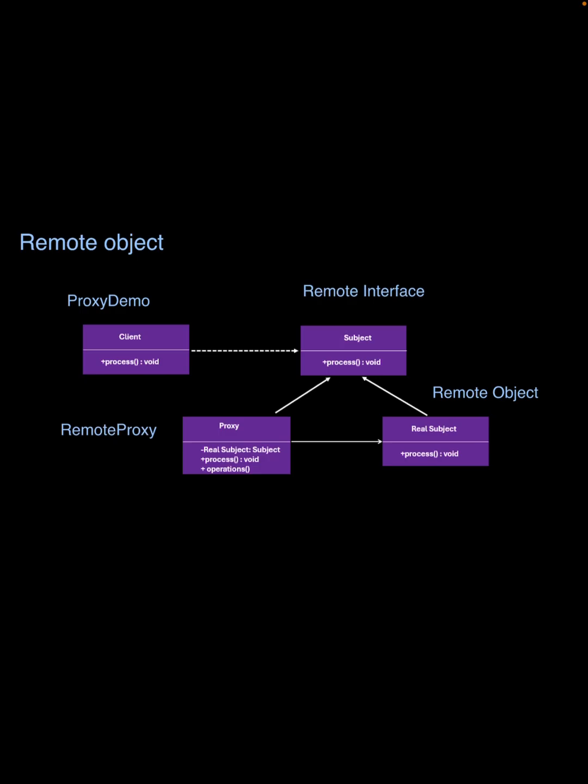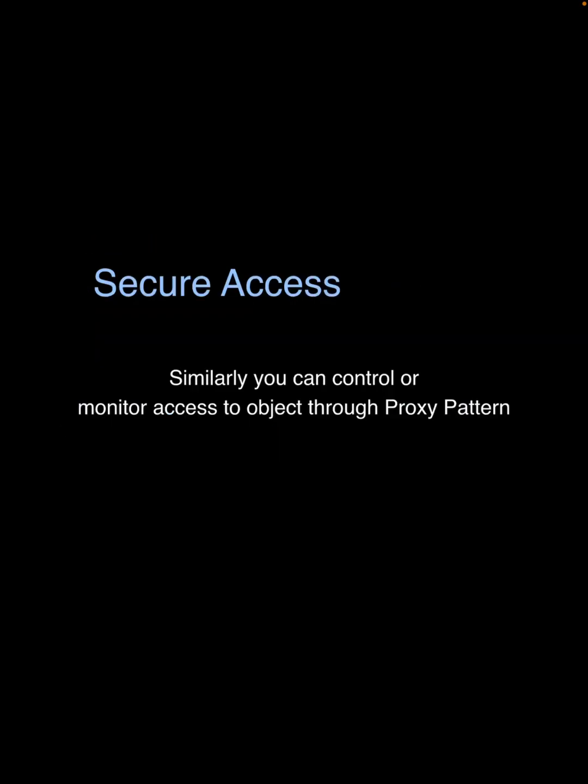We can fit this example into the UML diagram. The subject relates to the remote interface, the real subject relates to the remote object, the proxy corresponds to the remote proxy, and the client is the proxy demo. We'll look at one more use case, which is secure access.